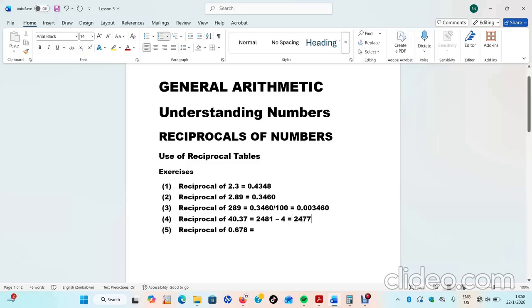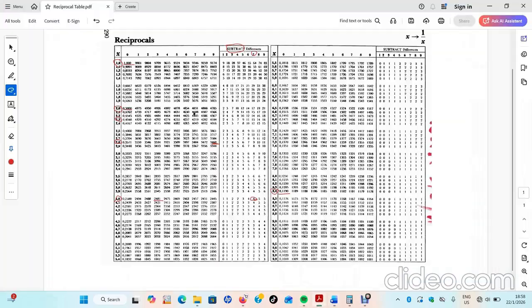But we are not done yet. We know that for 40,37, we could have checked 4,037, and then we get the answer 0,2477. Remember, it's between 1 and 10, so the answer will be 0 point something. But now for 40, we need to divide again by 10. Since we had multiplied by 10, the answer becomes 0,02477.